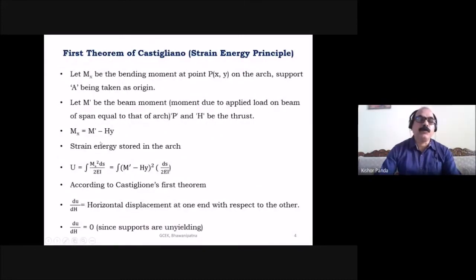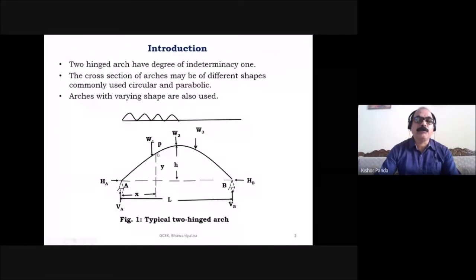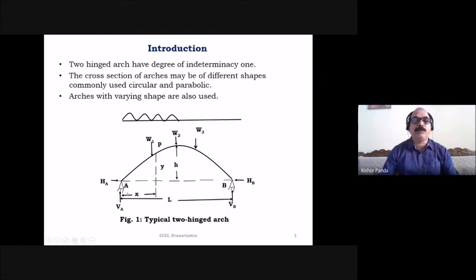Mx is equal to what? Here you have to find Mx. Mx is equal to the beam moment minus the moment due to the horizontal force. The beam moment you find by considering the vertical force, so the beam moment M' is equal to VA into x. But you have to find the total moment Mx, which is the beam moment minus the moment due to the horizontal force.